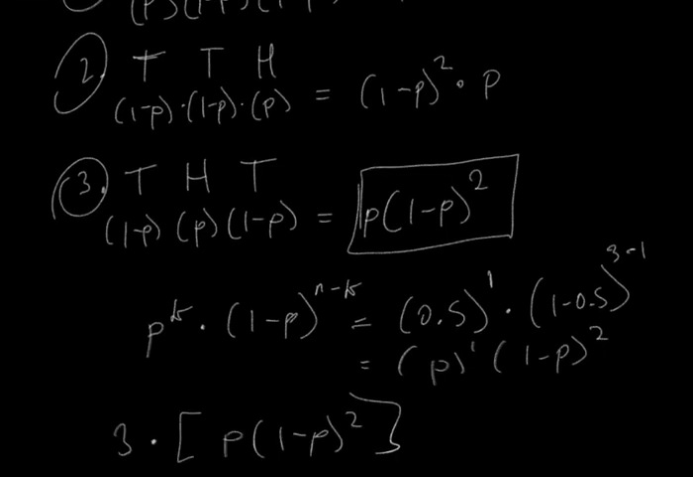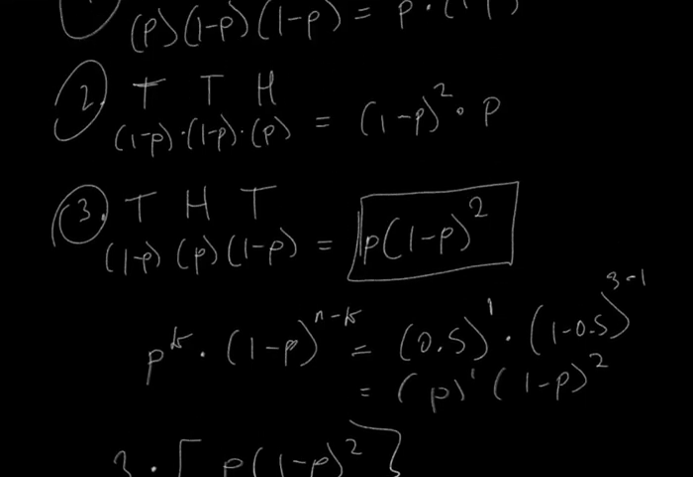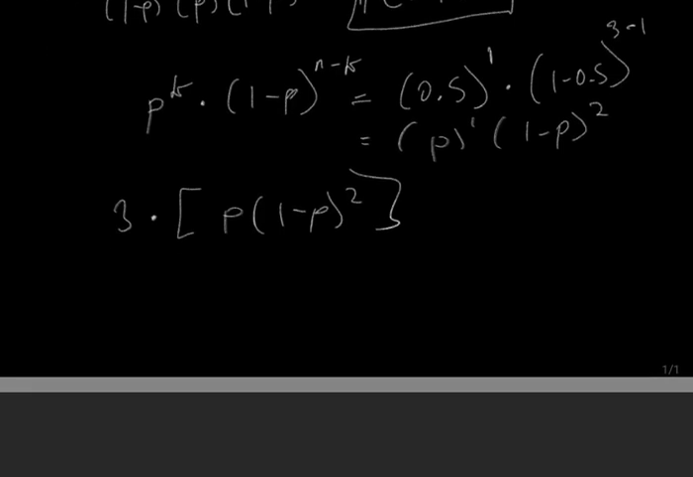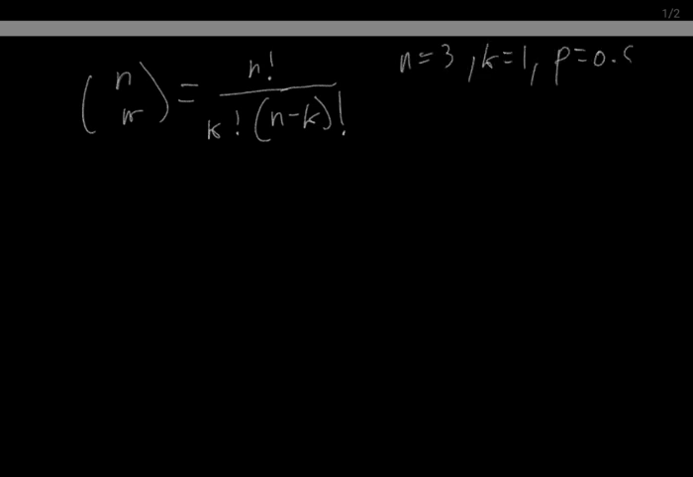So what is a way in which we can get this number 3 in a more mathematical way rather than writing it all out? And this is actually in mathematics known as a combination. A combination is written as N choose K, which is equivalent to n factorial over k factorial times n minus k factorial. Just to show you in our example, I'll quickly write n is equal to 3, k is equal to 1, and p is equal to 0.5.